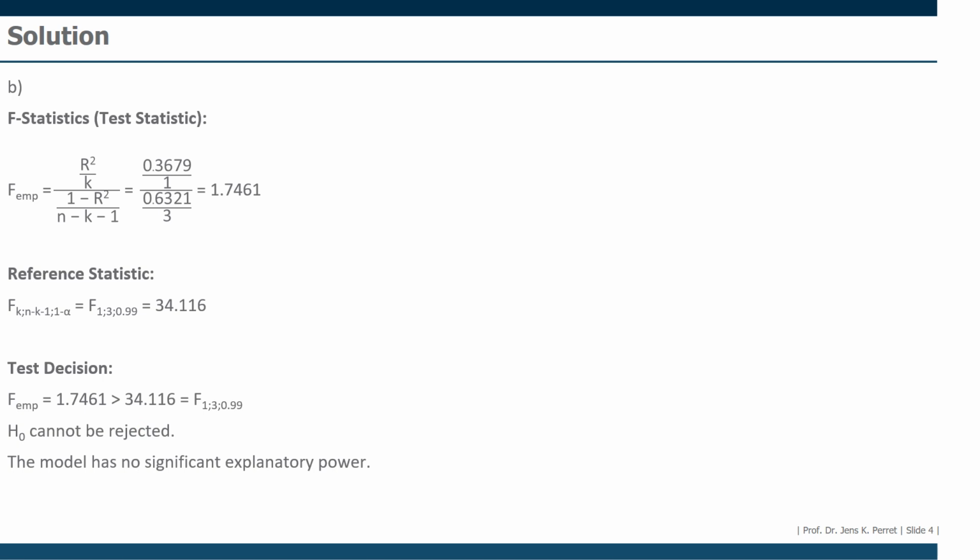That's mainly due to the fact that we only have 5 observations, which is way too few for a decent linear regression. And well, that's about it on this exercise.